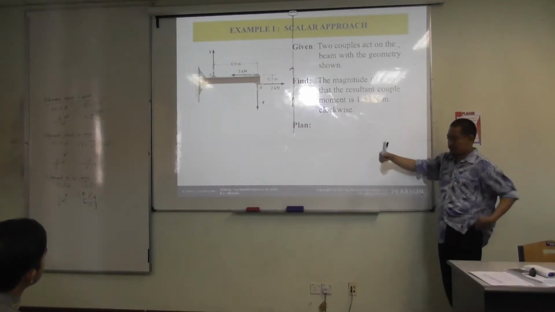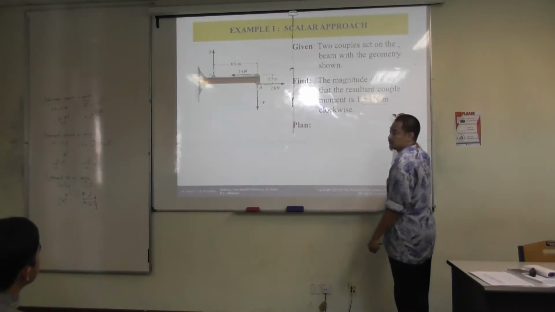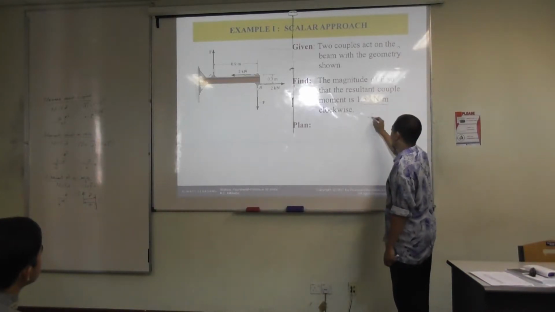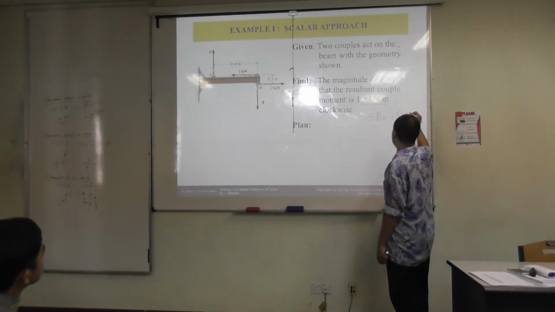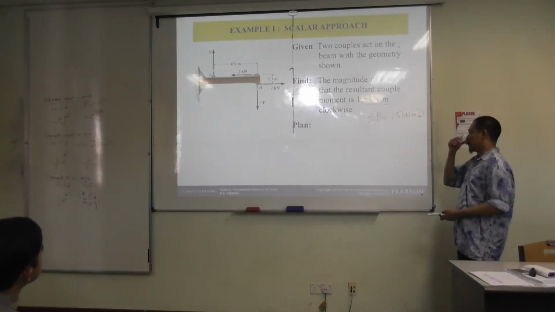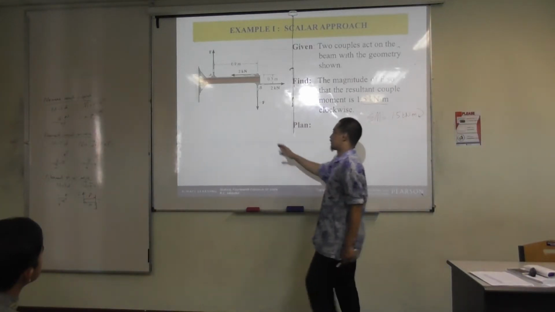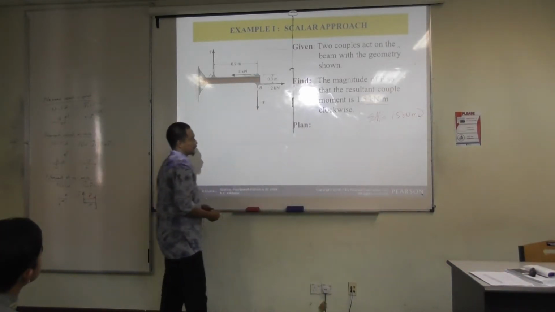So what is this actually? What is this 1.5 kilonewton meter? The moment. Yes, the summation of moment is 1.5 kilonewton meter clockwise, right? So if you understand that, as long as you can calculate the summation of moment, it will equal to that one, right?